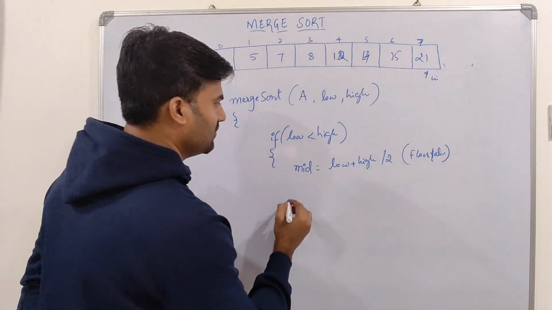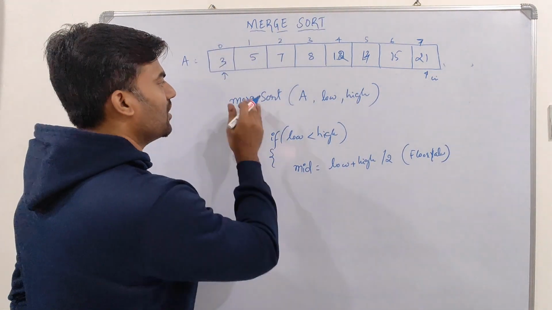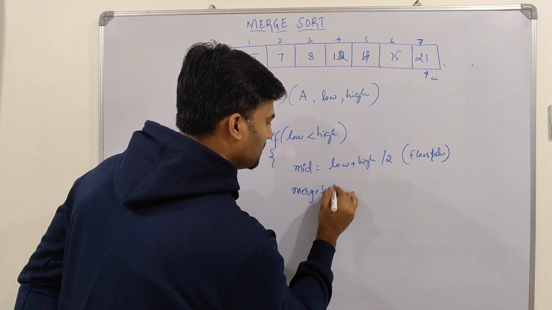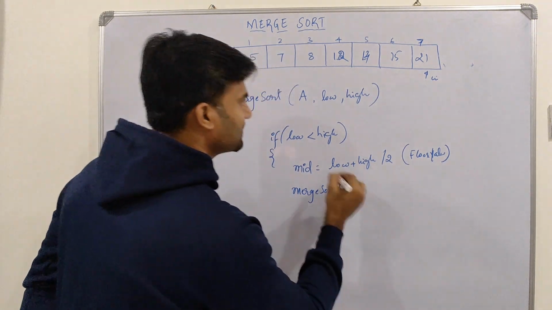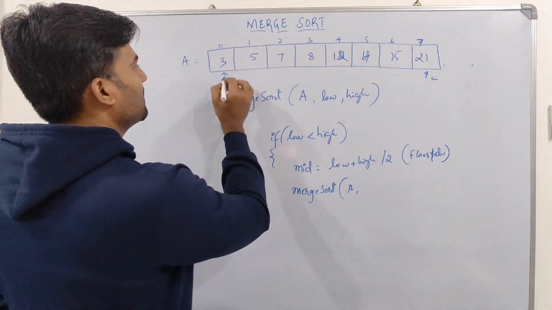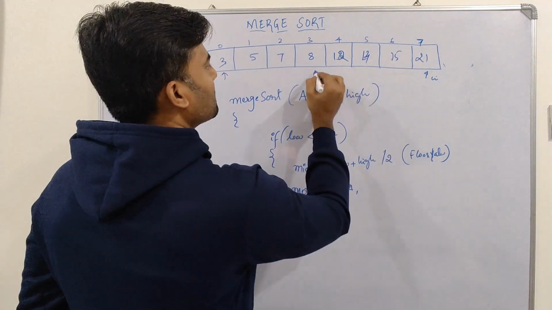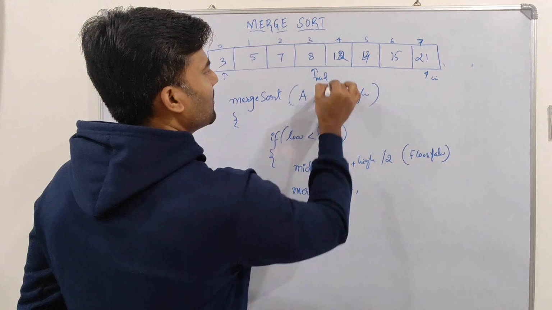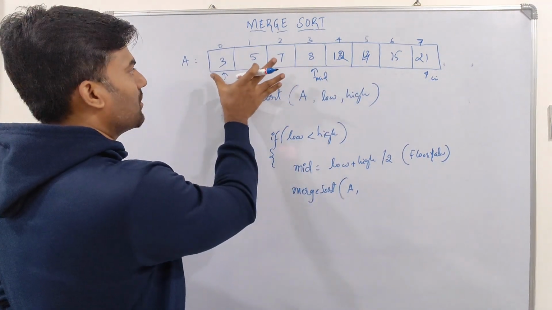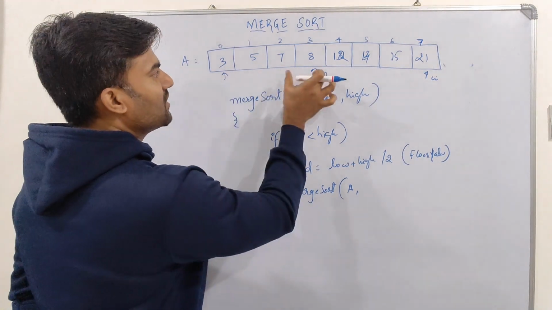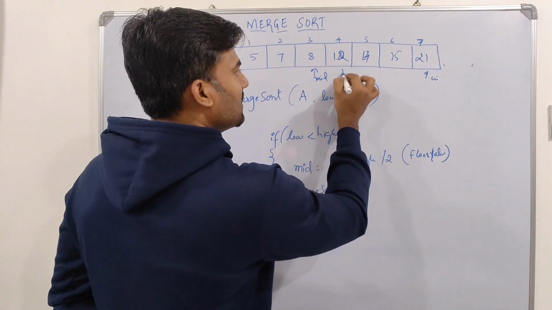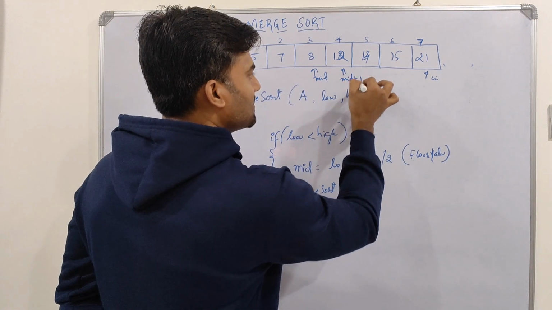Okay, and then I will again call the merge sort. I will pass the same array A. My low will still be my low, because if this is my low, this is my high, and somewhere this is my mid. So if I want to solve this as a bigger problem, from here to here I will send it as one array, then from here to here I will send it as another array. So this becomes mid plus 1.